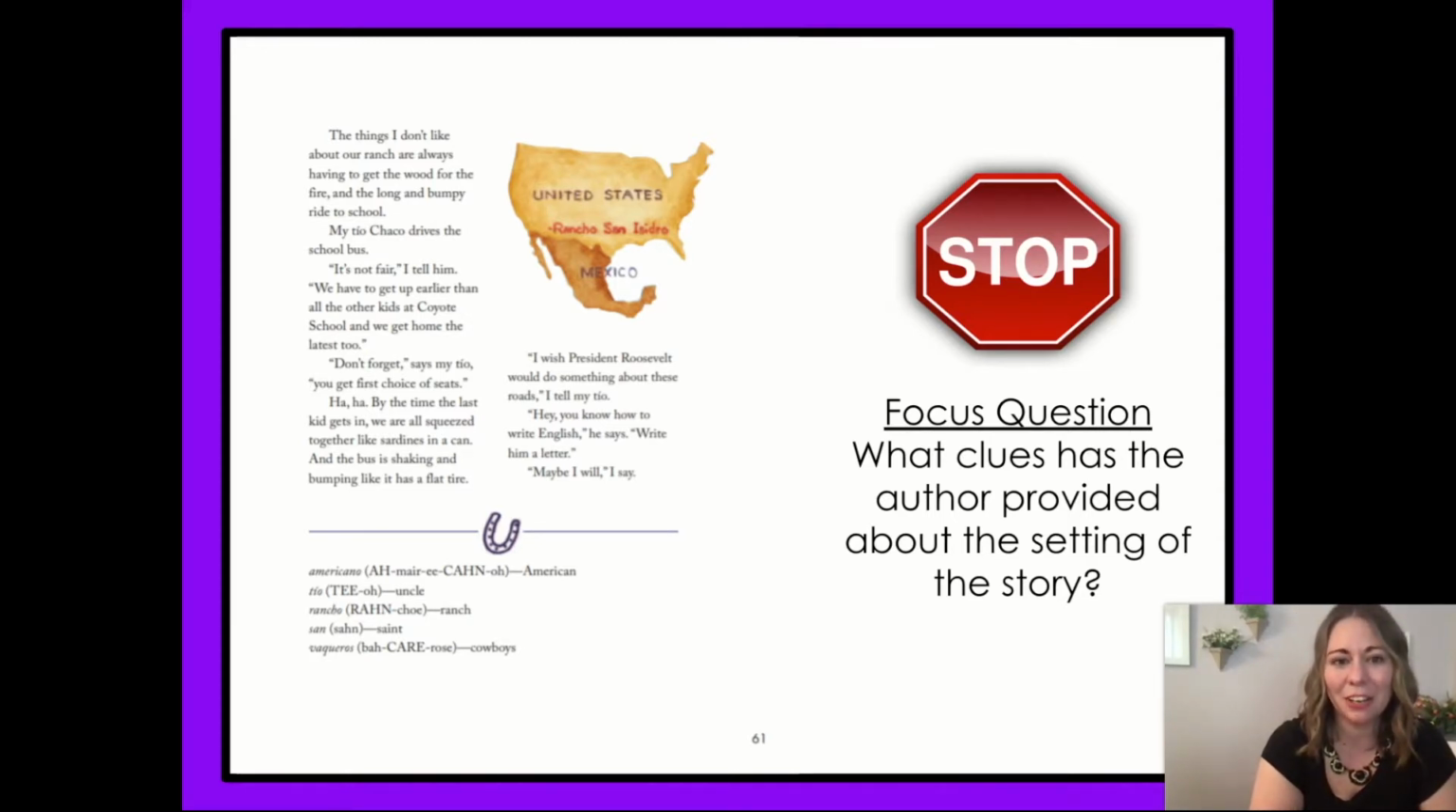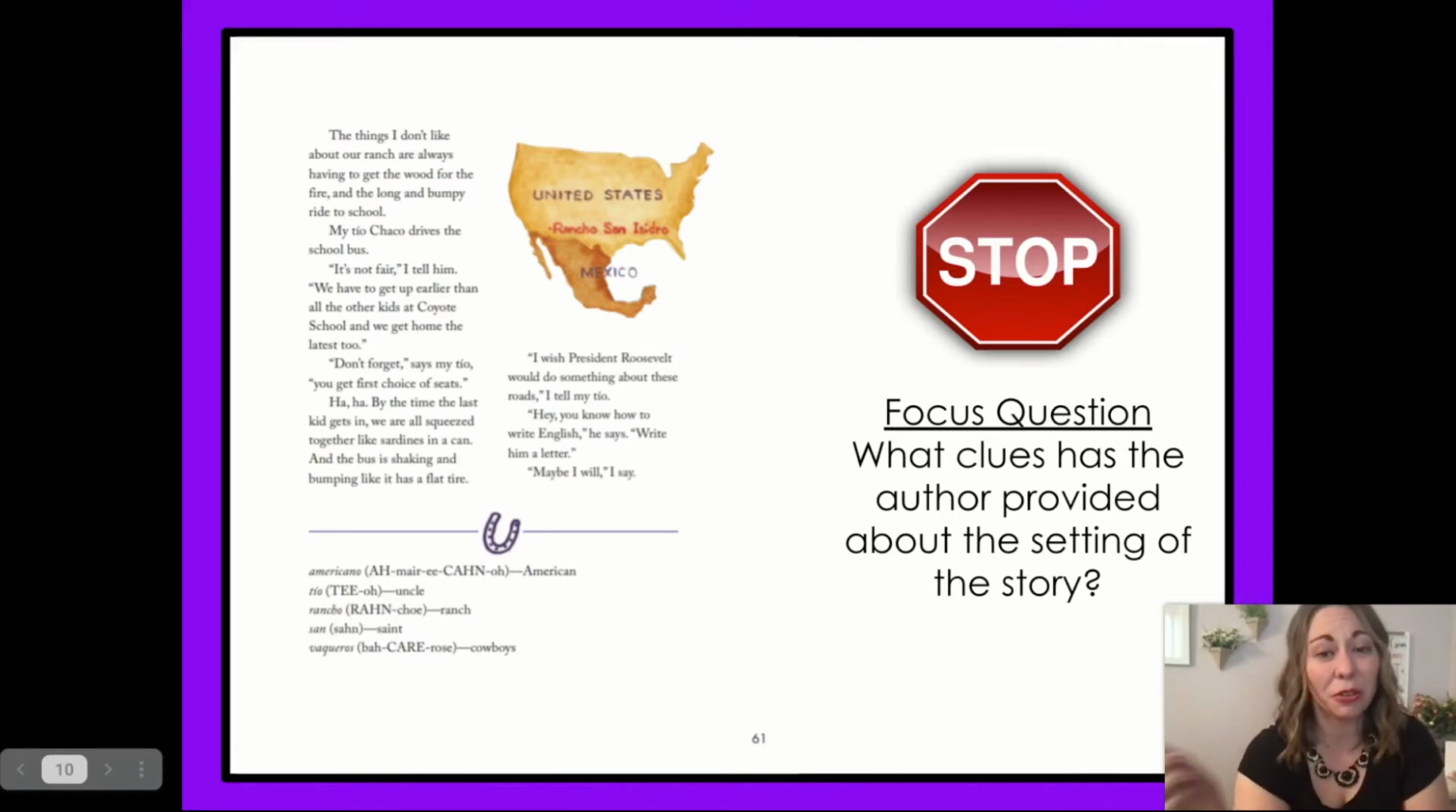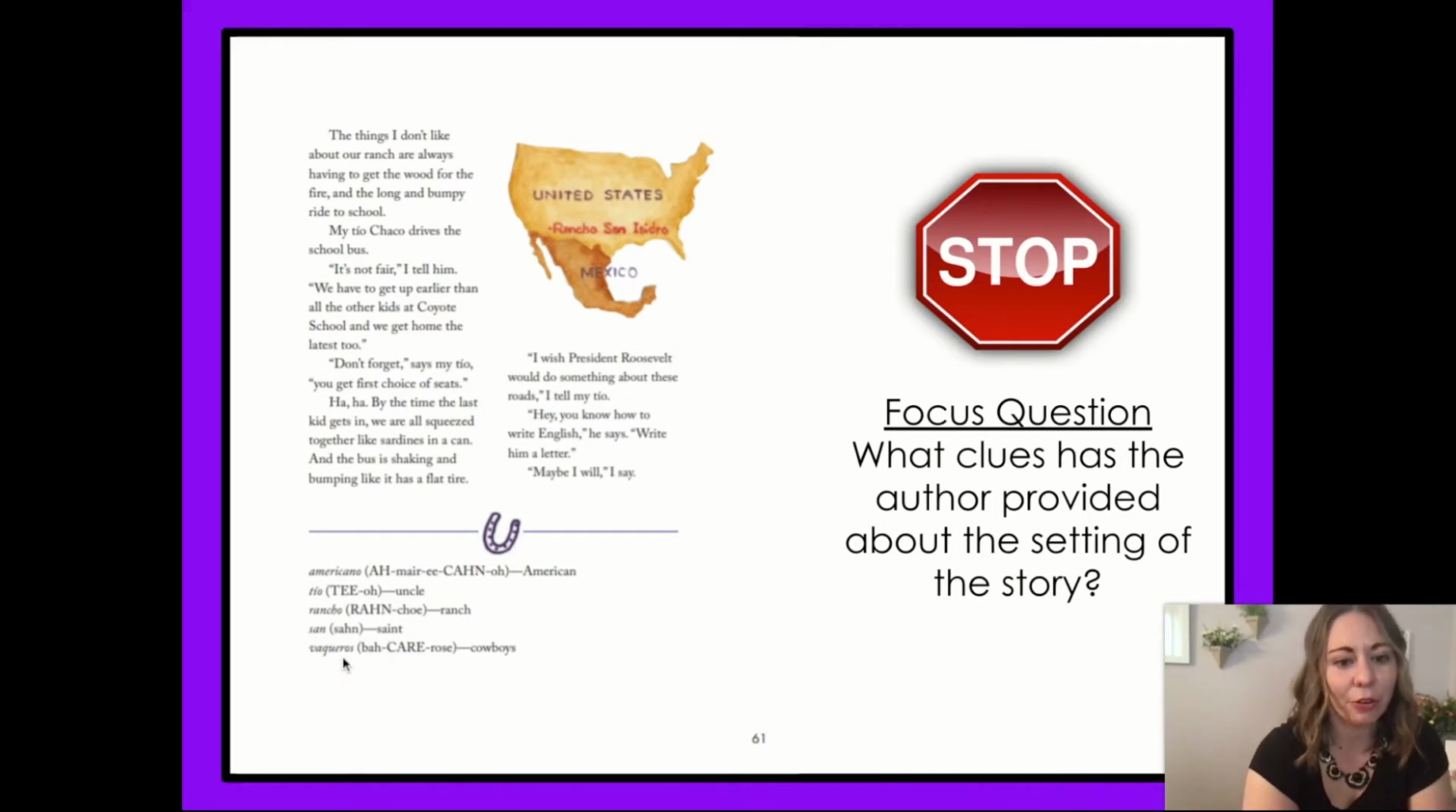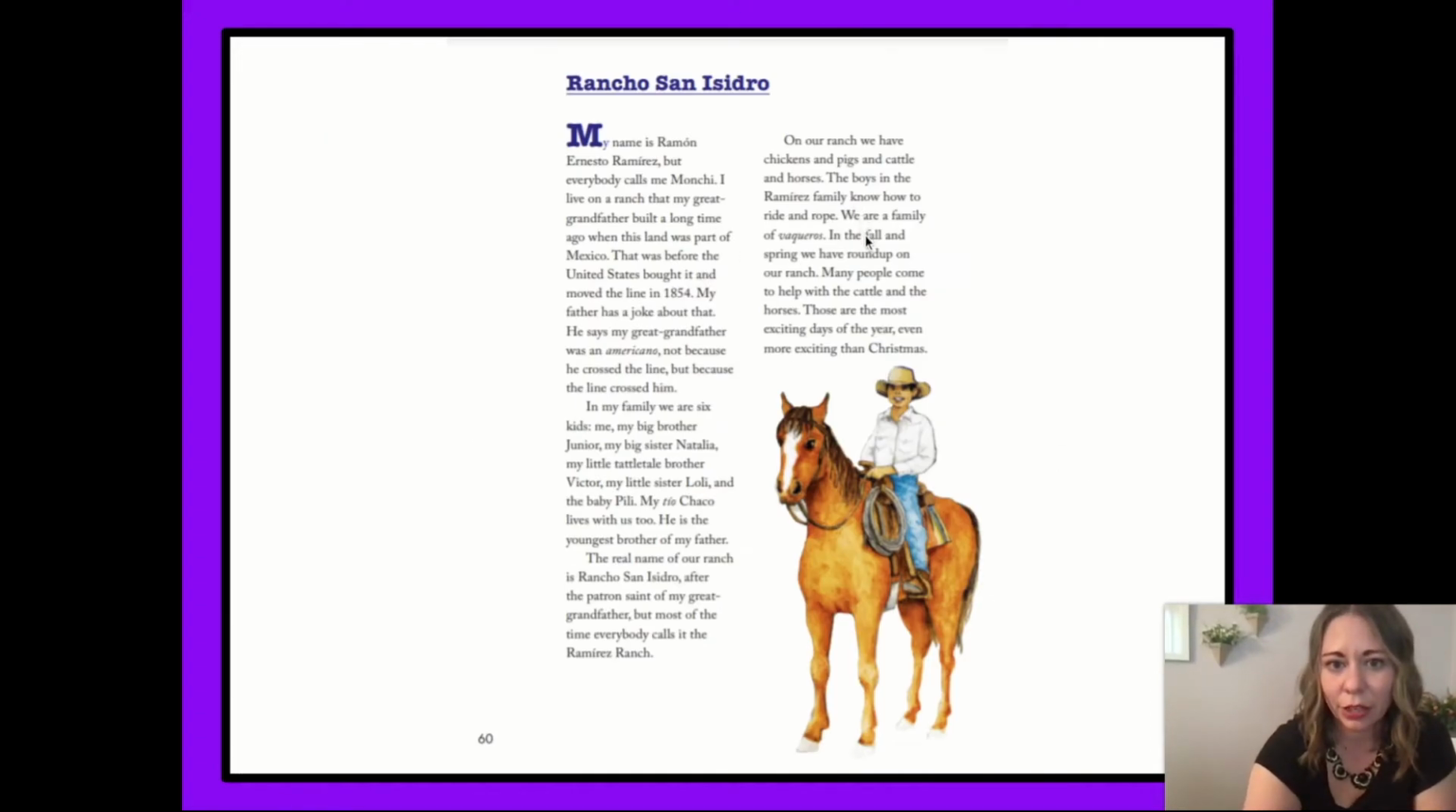And so let's look at a couple things right here. So first off, we have a map up here. You can see here's the United States at the top in the lighter brown, and the Rancho San Isidro is down here real close to Mexico, and then Mexico is right here. Since there are several words in Spanish in this, it gives us some translation and how to say it. So we have the word Americano. That just means an American. Tío means uncle. So he talks about his Tío Chaco. That's his uncle. Or we have the rancho. That's just a ranch. San means saint. And vaquero means cowboys. So when it says, we are a family of vaqueros, that means that they are a family of cowboys.